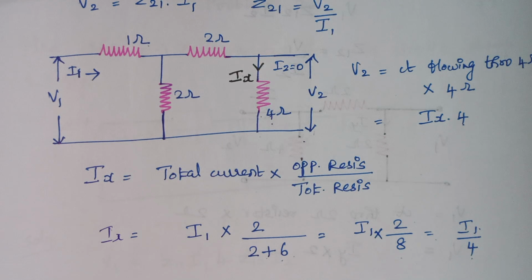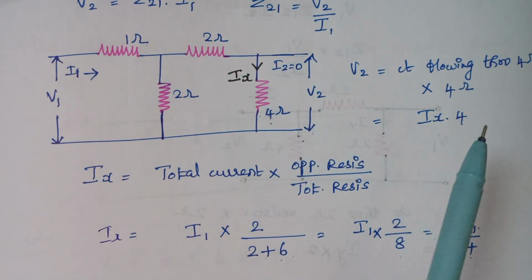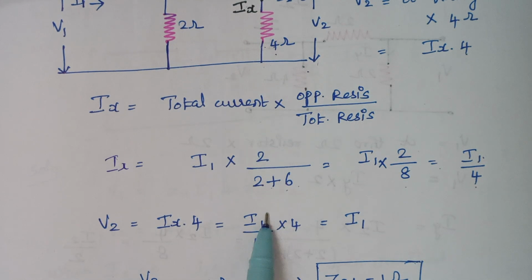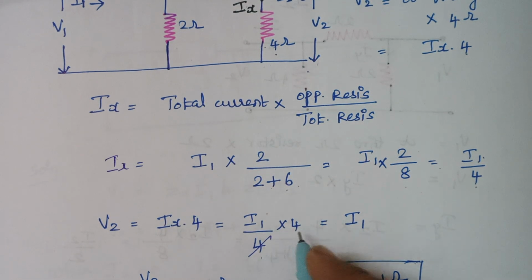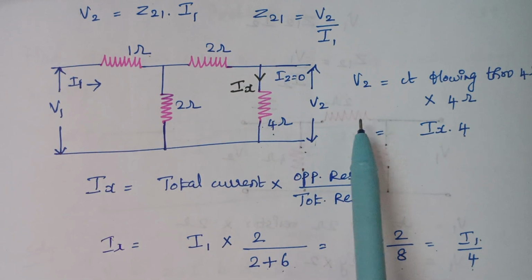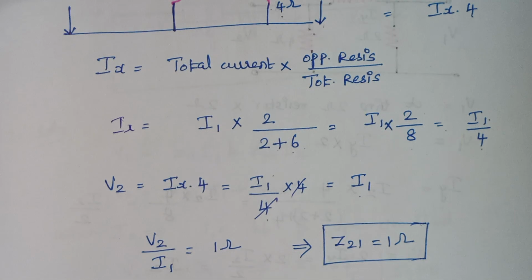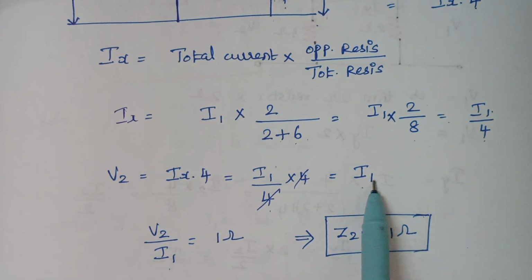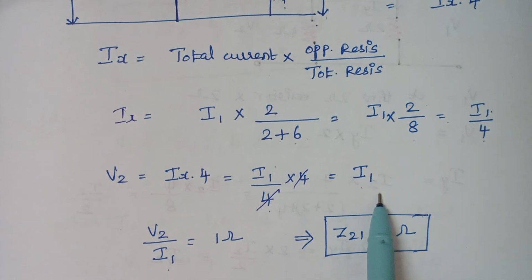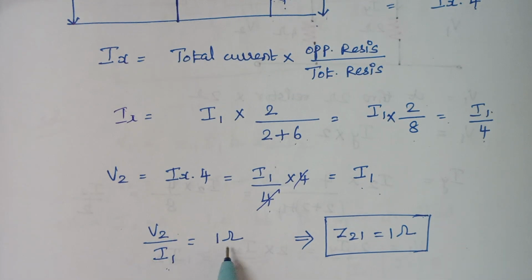So what is V2? V2 is nothing but Ix into 4. Now just substitute the value of Ix. Ix is I1 by 4. Here again 4 and 4 cancel. So V2 is equal to I1. We want the ratio of V2 by I1. So V2 by I1 is nothing but 1 ohm, because here we don't have any extra numbers. So we have to take here as 1. So V2 by I1 is 1 ohm, which means Z21 is equal to 1 ohm.